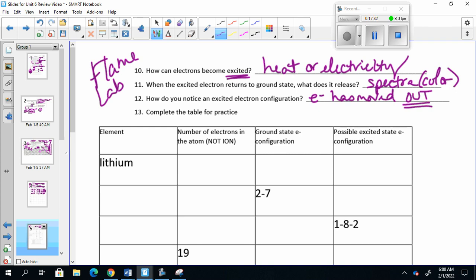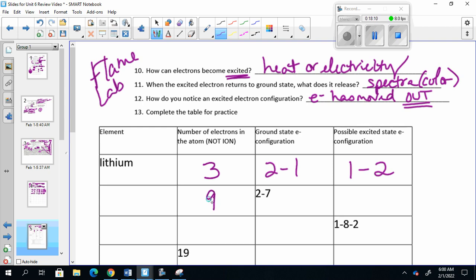So we'll show it here first with lithium. Lithium, again, we're not talking about ions now, we're just talking about the atoms. Lithium is 2-1. So it has 3 electrons total. To be excited, an electron has to move out. So it could be 1-2. So closest to the center of the atom is just 1 electron because now one of them has moved out to the outer ring.